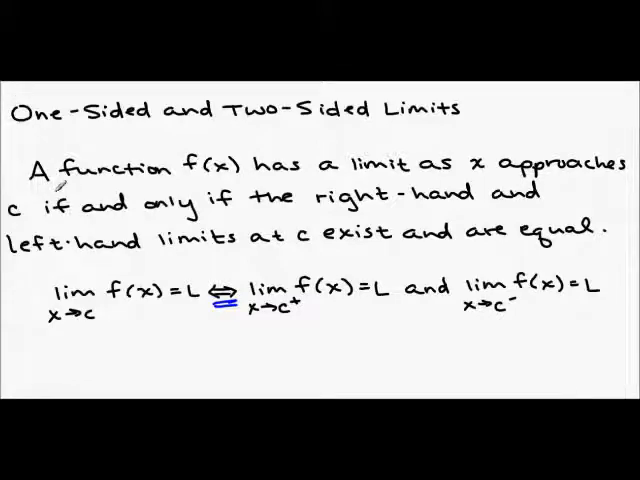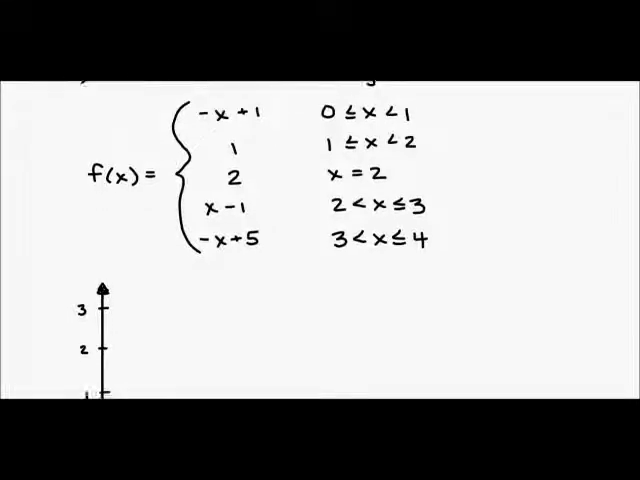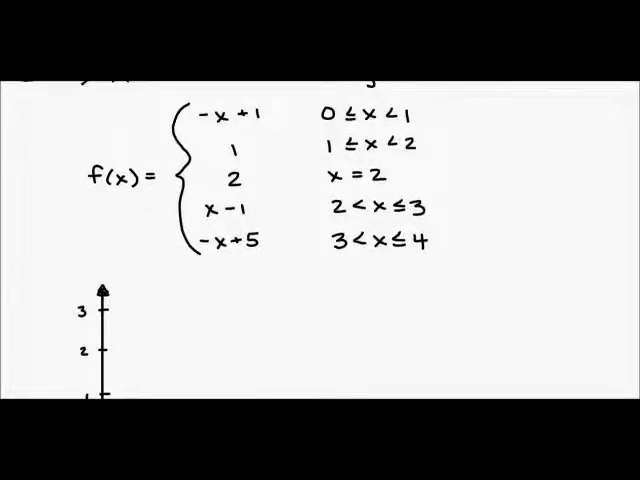So the right and left-hand limits must be equal for there to be a limit at c. Okay, example 2. All of the following are true about this complicated piecewise function. So f of x equals all this. And before we get into the statements that are true, I think we should graph this function because it's a little bit easier to see that these statements are true from the picture, from the graph.